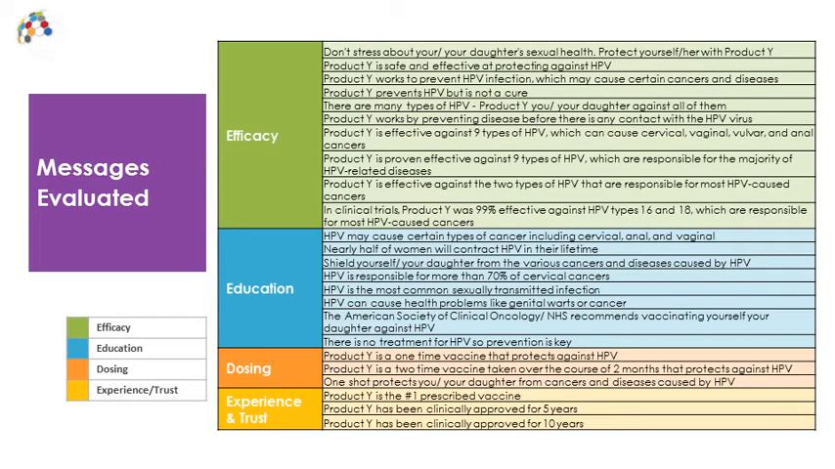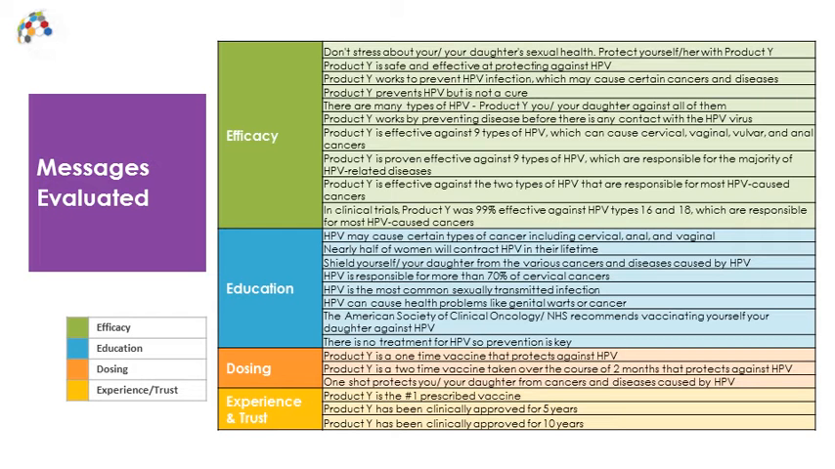This here just gives you an example of the specific messages that we evaluated. When we work with clients, we will typically see messages in different buckets or different thematic groups. What we did is we created this for a fictitious product, and we designed these ourselves. Typically there's an efficacy bucket, there's an education bucket, dosing, experience, and trust. Often if we're working with a client for a specific product, there'll be a mechanism of action bucket.